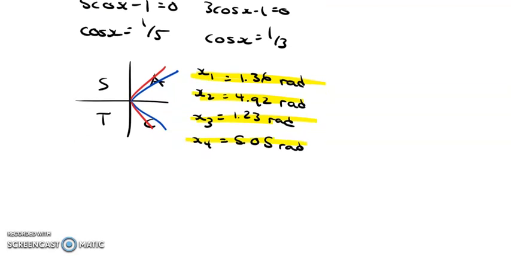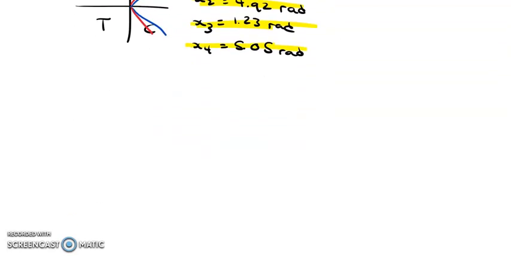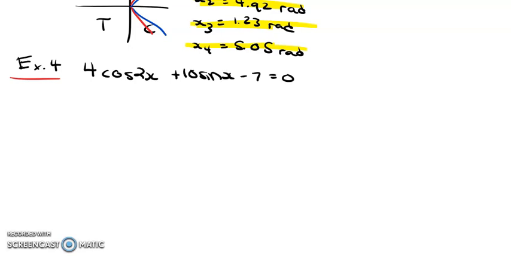Let's do one more example. All right, let's call this example number 4. I believe it's example number 4. So here we have 4 cosine 2x plus 10 sine x minus 7 equals 0. And at first glance, you might think, well, I can't solve this. I have a combination of cosine and sine, like cosine 2x and sine x. I don't know how to solve this because they're two different forms. I can't factor it. How do I solve this?